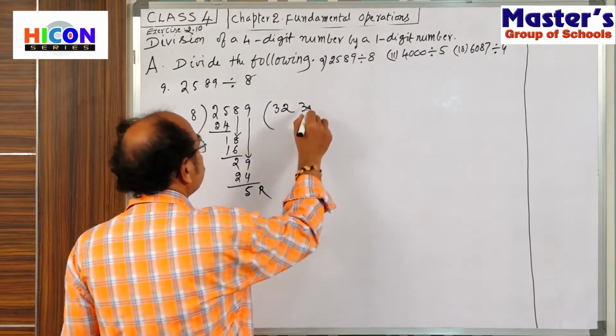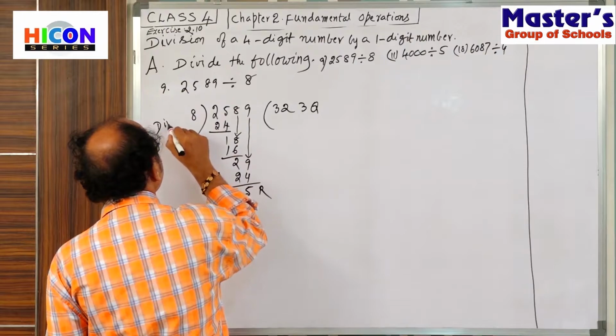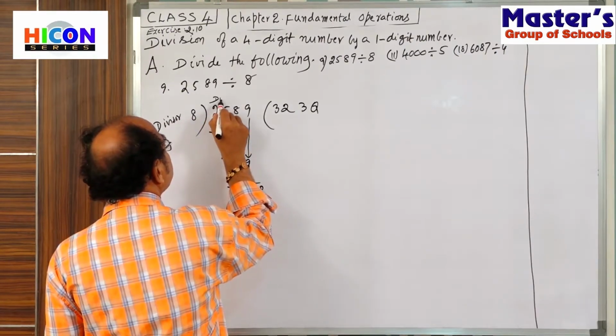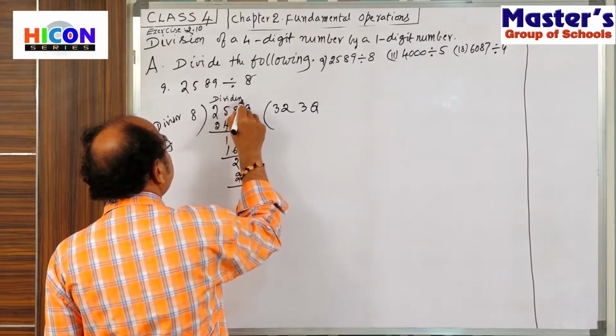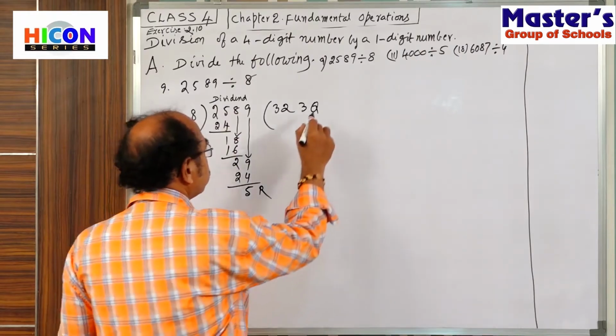This is the divisor. This is the dividend. This is the quotient.